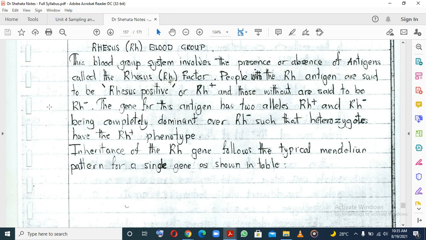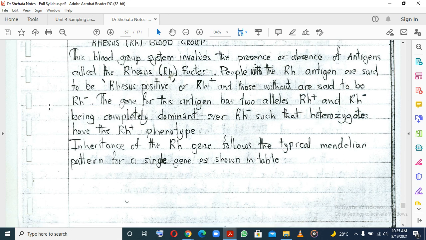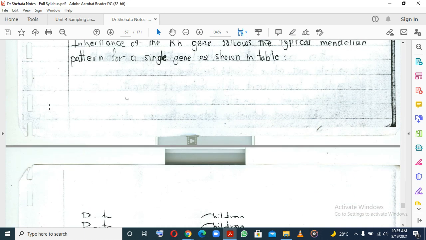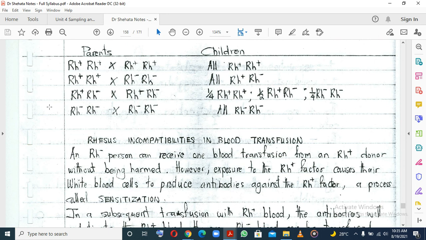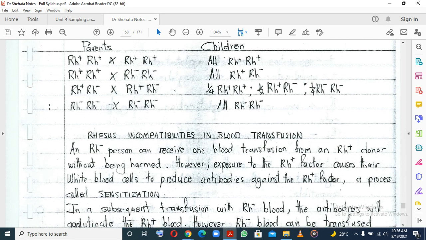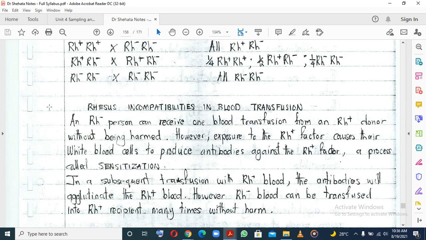Then inheritance of the Rh gene follows the typical Mendelian pattern for a single gene, as shown in the table. What this basically means is that because this gene has two alleles, it's pretty much the same as the crosses that we have been doing. I'm sure you remember that if you do these crosses, you get those ratios, which are the same Mendelian ratios as the monohybrid crosses. You can try those with the Punnett square, and you're going to get those ratios. So that's an important point to take note of.